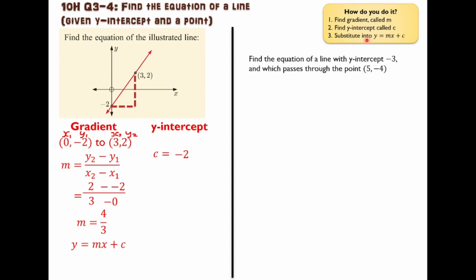We're going to substitute into y equals mx plus c. When I say substitute, I mean replacing m with 4/3 and replacing c with -2. So let's do that. First, write the general equation of a line, y equals mx plus c, and then replace things. I'm going to copy down the y, copy down the equals. M I can replace with 4/3. The x I can copy down. The plus I'll copy down. And the c I'll replace with -2.